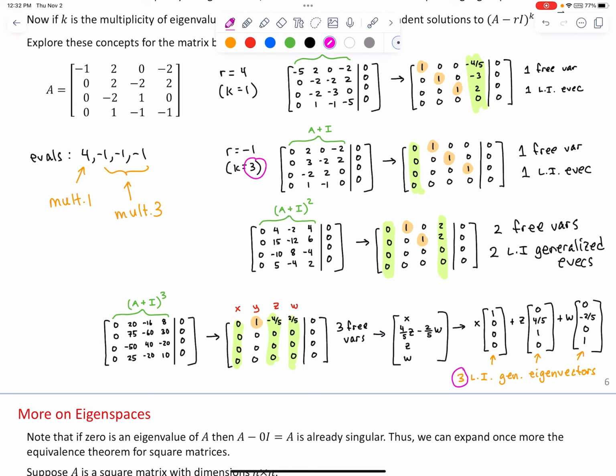And the theory suggests that this will be guaranteed to happen if you go all the way up to the 3rd power of the matrix A plus I in this case, and then put that matrix in reduced row echelon form, and you'll be guaranteed to have the 3 free variables. Now there are cases where it might actually occur sooner. It's possible that by the time you got to A plus I squared, there would be 3 free variables. That may occur. But what's guaranteed to happen is that by the time you get to A plus I cubed, you will find 3 free variables matching the multiplicity 3 of this repeated eigenvalue.